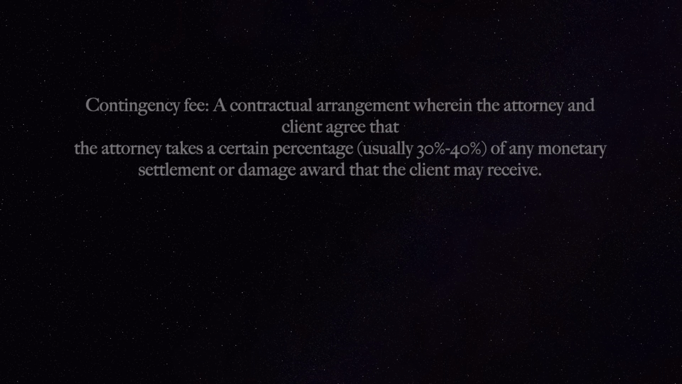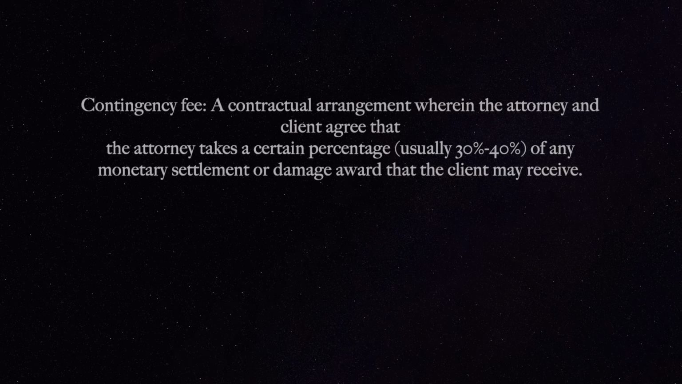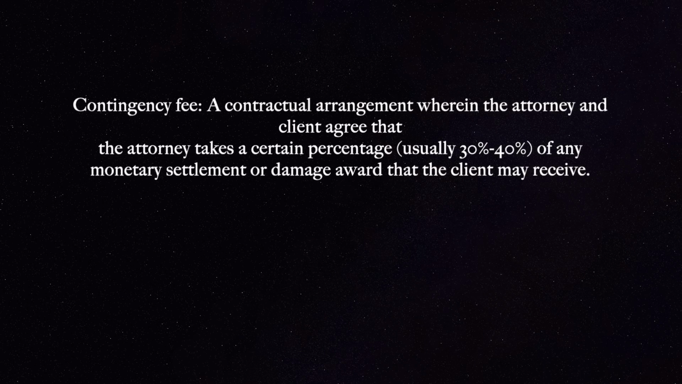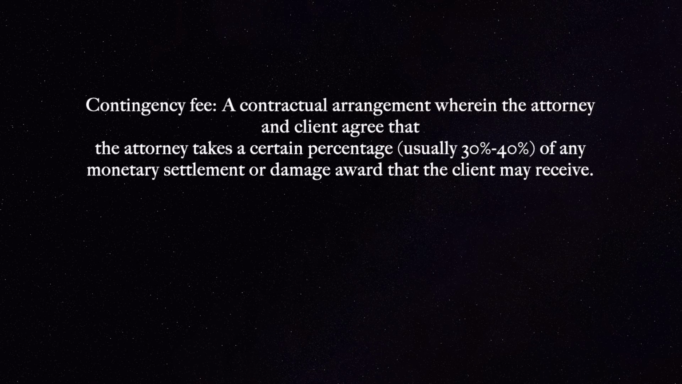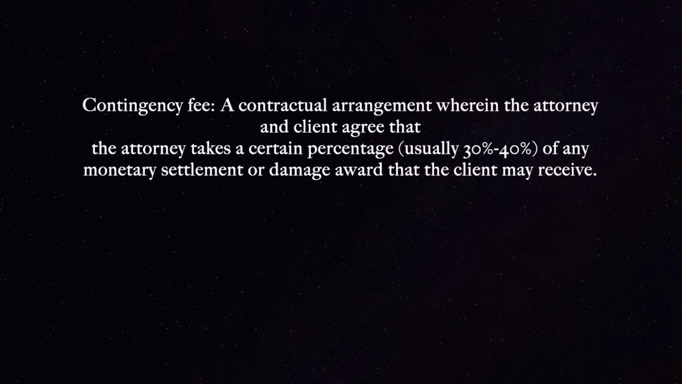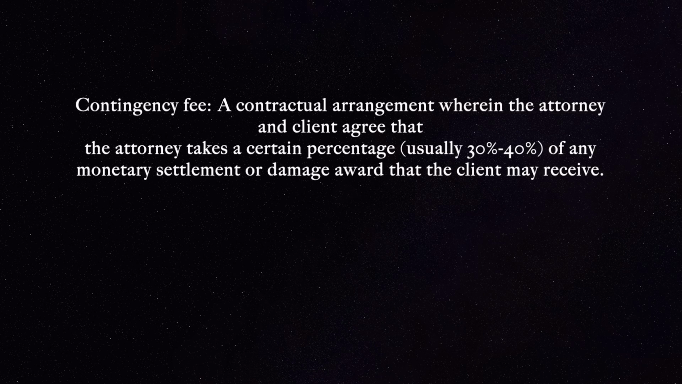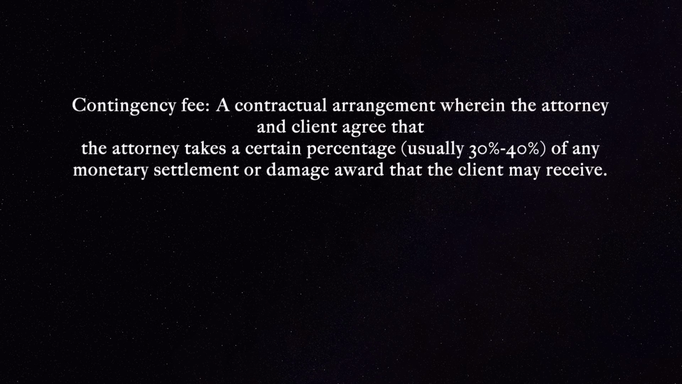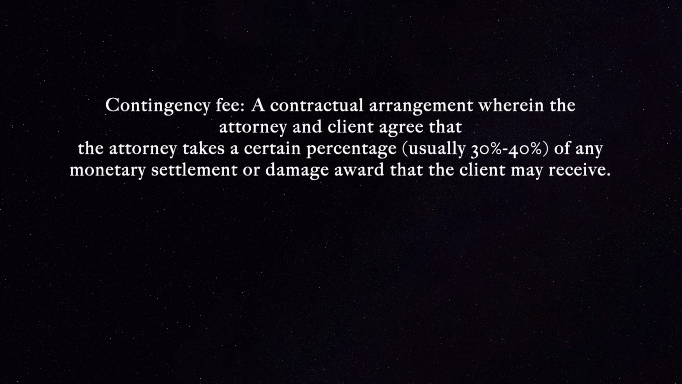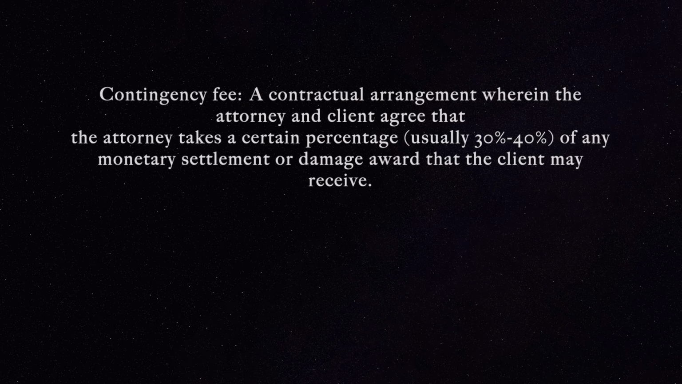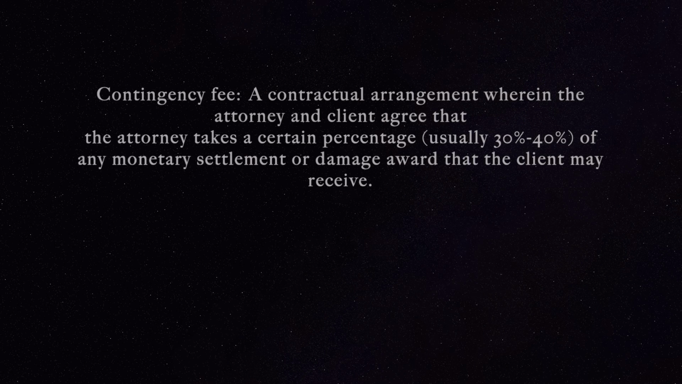Fifth is the contingency fee, and this is the fee structure that I mentioned earlier in talking about Model Rule 1.5. And a contingency fee is a contractual agreement almost always required by the state bar governing attorney practice to be in writing, wherein the attorney and the client agree that the attorney takes a certain percentage, usually between 30 and 40%, of any monetary settlement or damage award that you may receive.